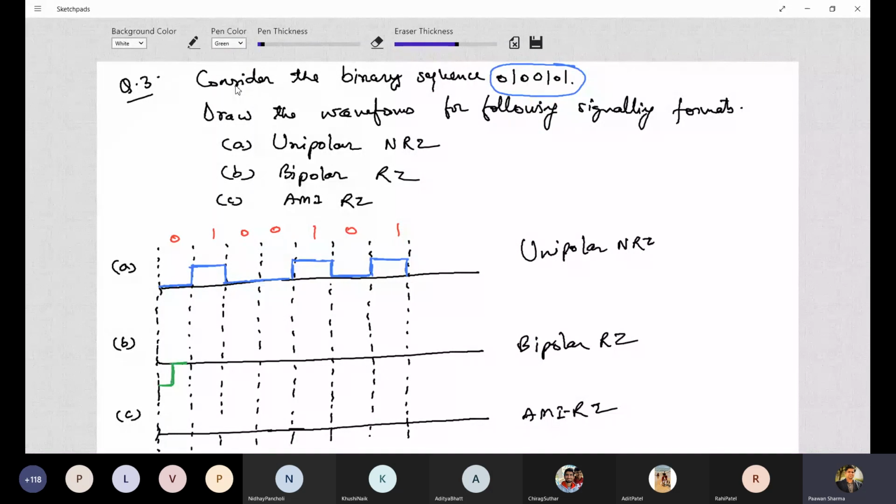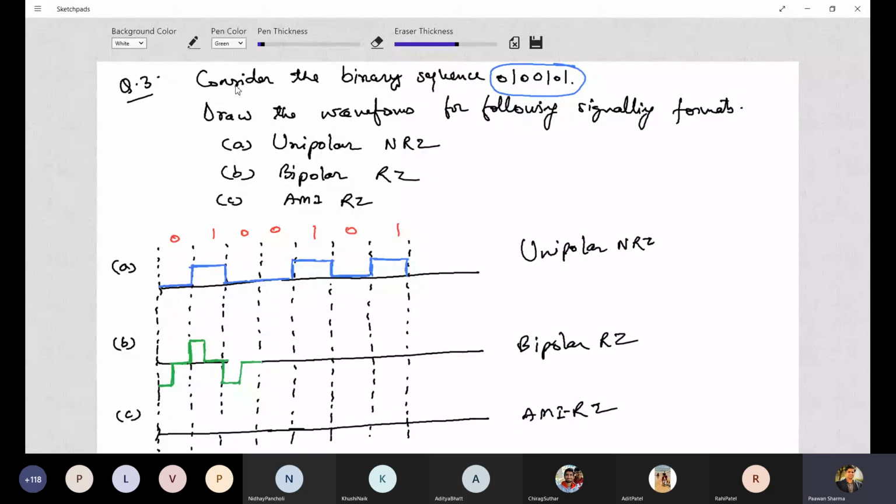This is 0. Then is your 1. 1 is represented by positive polarity, but it returns to 0 in the exact middle. Then it comes here and returns to 0. So this is half. Okay. Let me erase it so that you do not get confused. Yeah, this is the middle one.